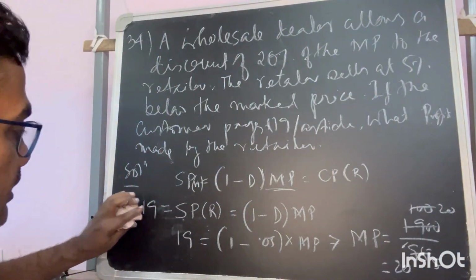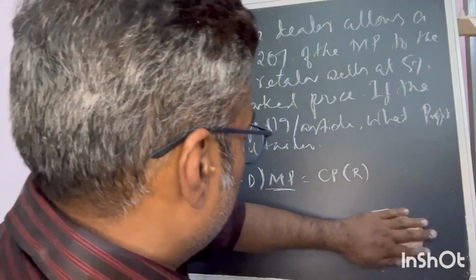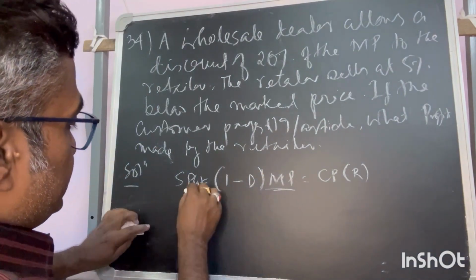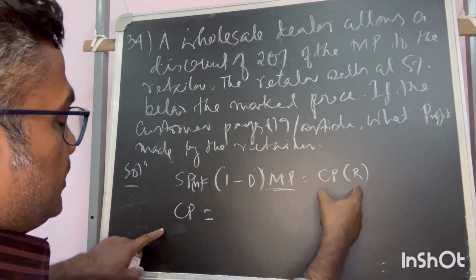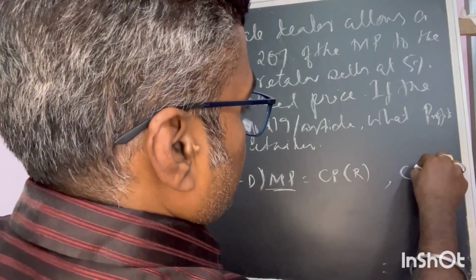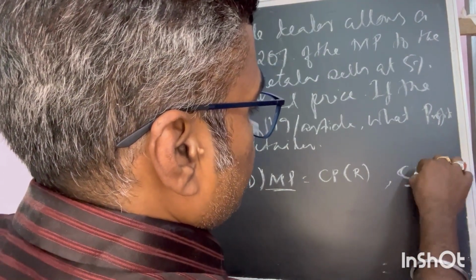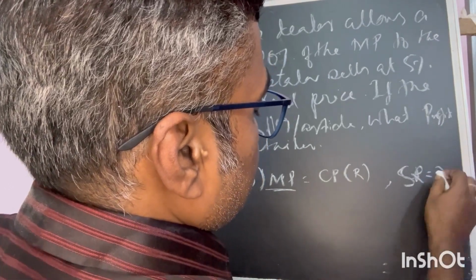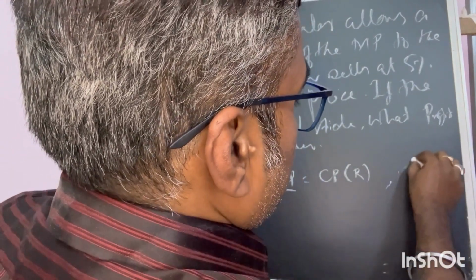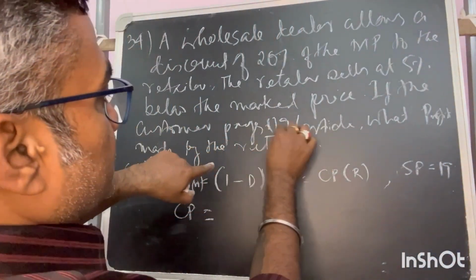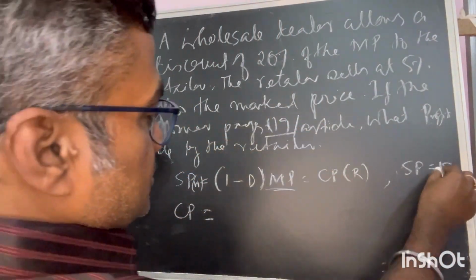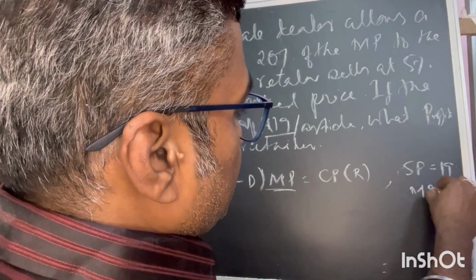Now, as you know, the market price is 20. You can use it in the first equation, which will give you the cost price. Cost price for the retailer. The selling price for the retailer is 20. No, the selling price is 19. That is the given, because this is what the customer pays. And the market price I have calculated is 20.